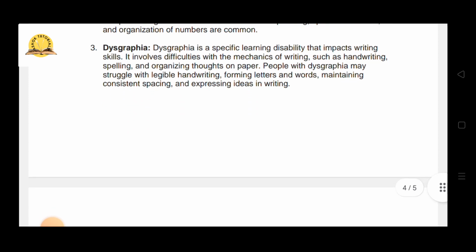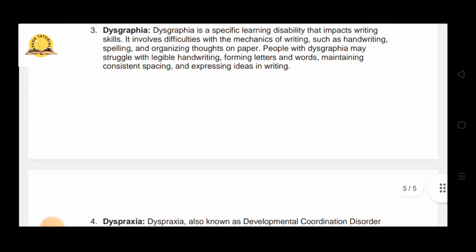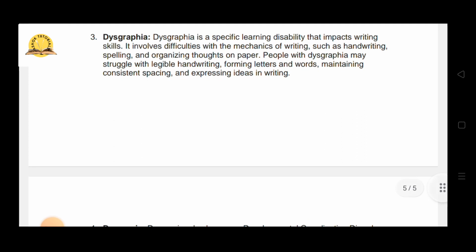Then we have here dysgraphia. See, now I would like you to pay a little attention here. Graphia, graph. So what do we understand by graphia? Whenever we say graph, it means something related to writing. So you have to be smart enough to understand that whenever it is talking about graphia, dysgraphia, it is something to do with writing. You should know. So dysgraphia is a specific learning disability that impacts writing skills, as I said. It involves difficulties with the mechanics of writing, such as handwriting, spelling, and organizing thoughts on paper.